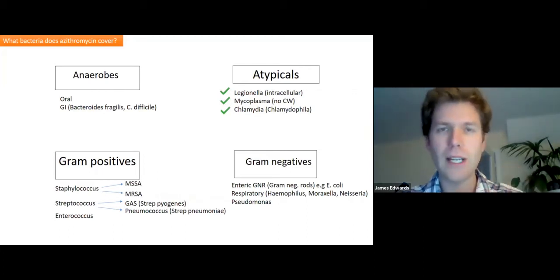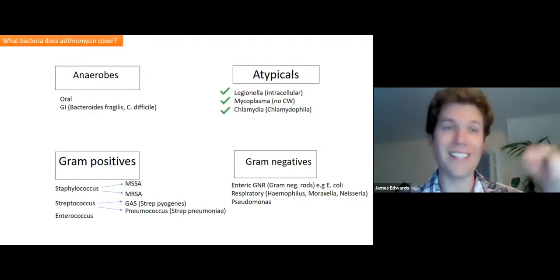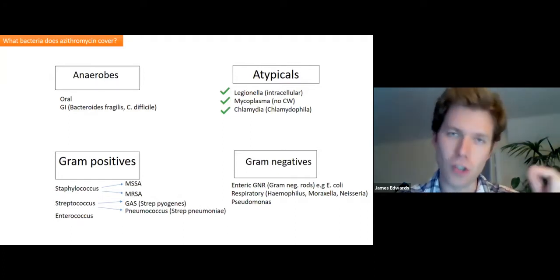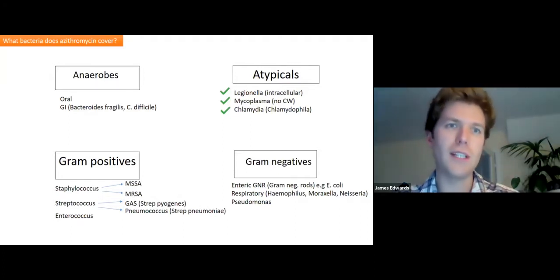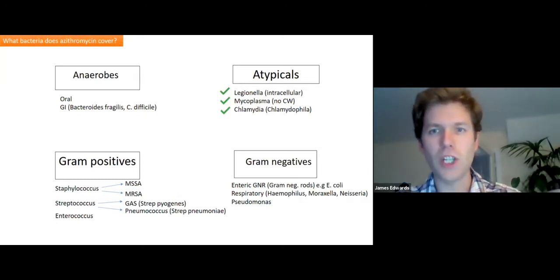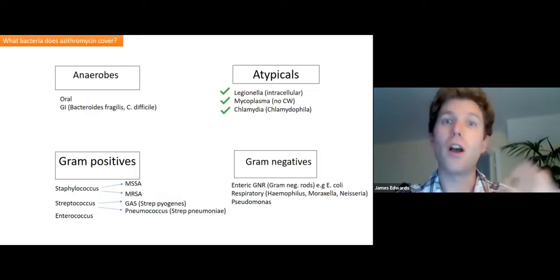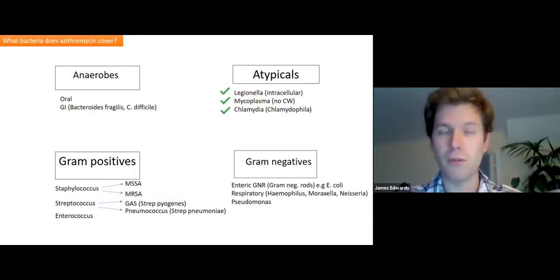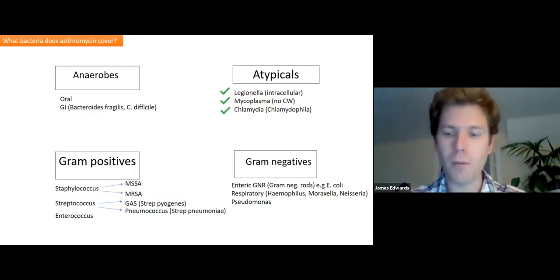And this is a really key learning point. Often people think that intracellular bacteria are basically untouchable by antibiotics. That's not true. They can still be treated. Azithromycin is a great example of this. So Legionella, Mycoplasma, Chlamydia, there are others as well that can be treated with azithromycin. It's not just all about the atypicals.